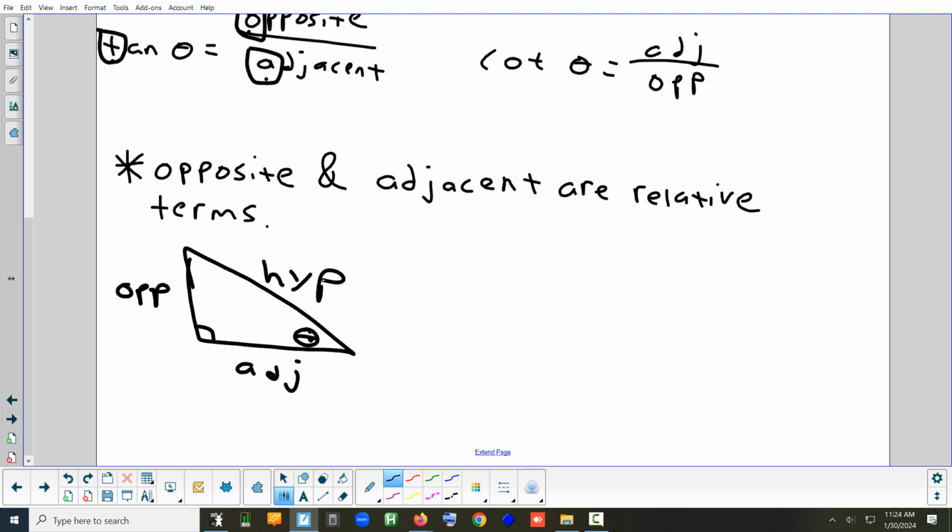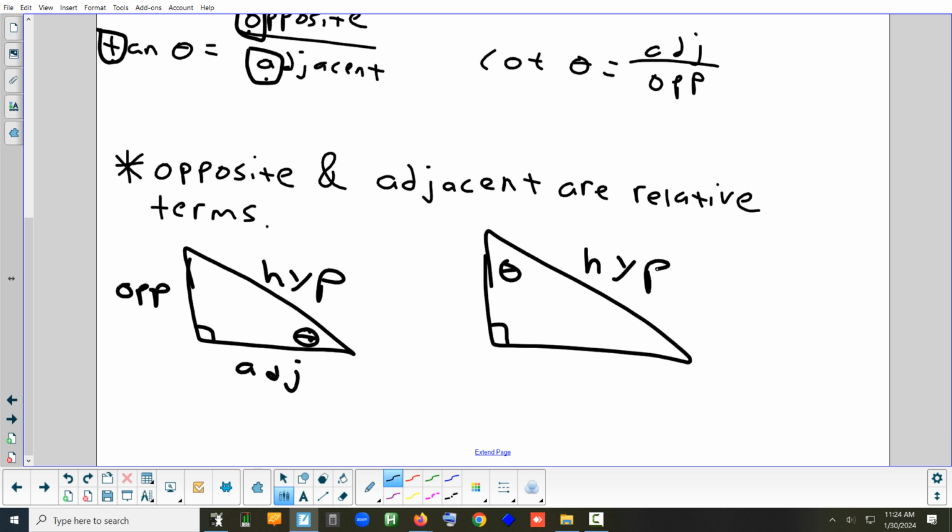Okay, so they'll always mark kind of the perspective in the triangle. How about if I did this? What would not change? Hypotenuse. Hypotenuse wouldn't change. So that's still the hypotenuse. But where's the opposite now? Yeah, the opposite is the side furthest away, and the adjacent is next to it. Okay, so any question on what I mean by that, relative terms?